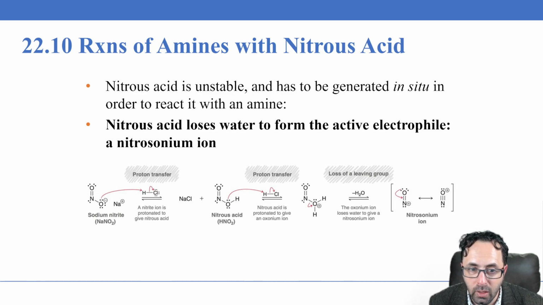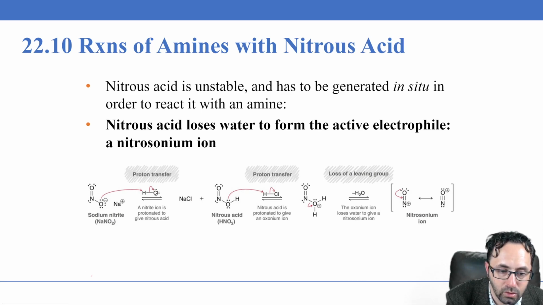So if we react amines with nitrous acid, there are a number of interesting synthetic reactions that we can get. Nitrous acid itself is unstable, and the reason for the instability, as we can see, is that it will react with both acids and bases. It's not a particularly stable configuration. So the way it would be produced is we take sodium nitrite, which is quite a stable molecule, and we react it with an acid.